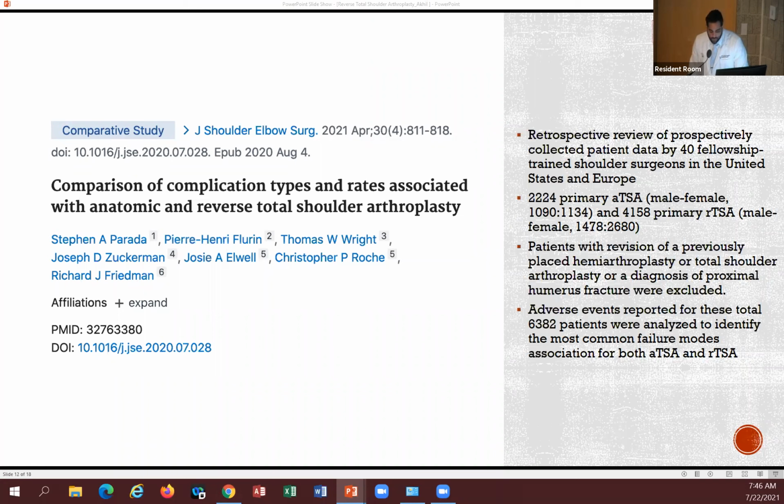So this study had two cohorts. The first cohort was the anatomic total shoulder arthroplasty cohort, which had 2,224 patients. And the second cohort was a reverse total shoulder arthroplasty group, which had a little bit over 4,000 patients. There were more females than males in each of these cohorts, and patients with revision of a prior placed hemi or total shoulder arthroplasty or diagnosis of a proximal humerus fracture were excluded from the reverse total group.